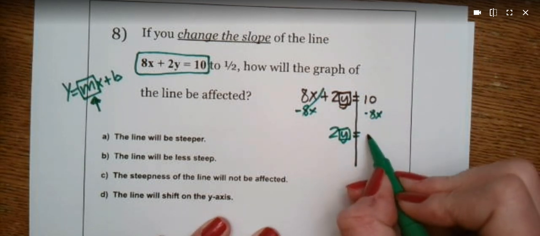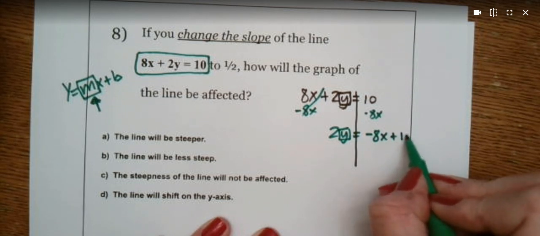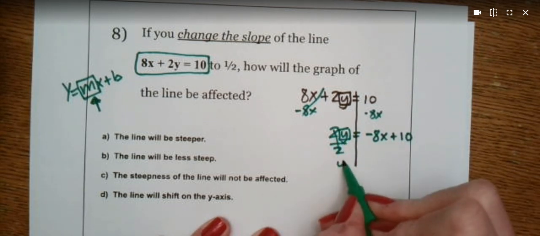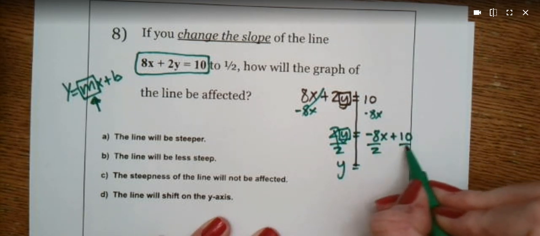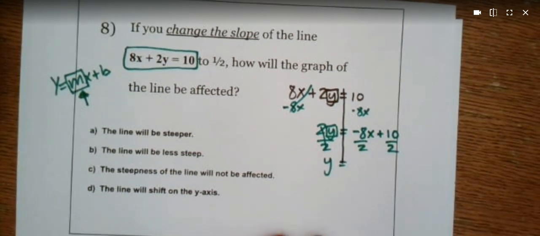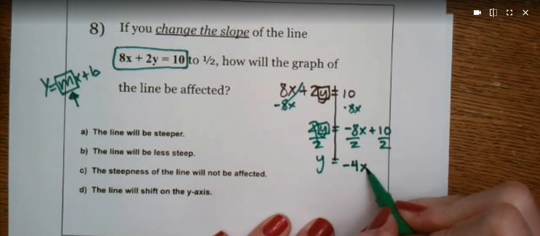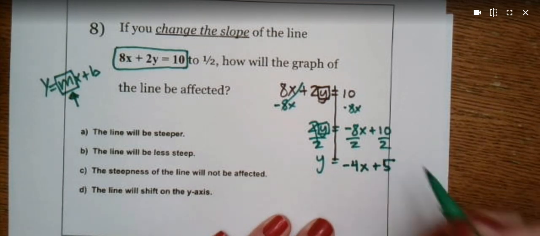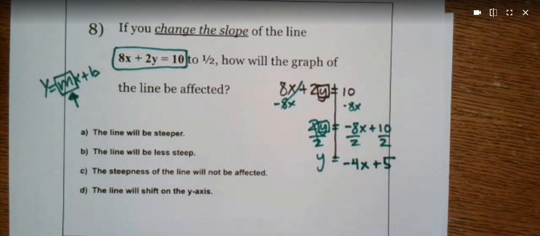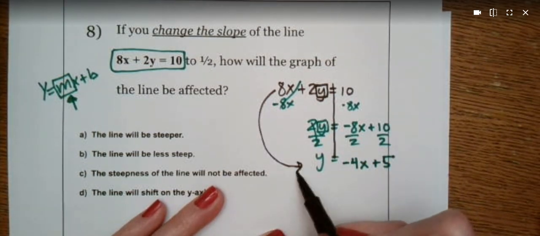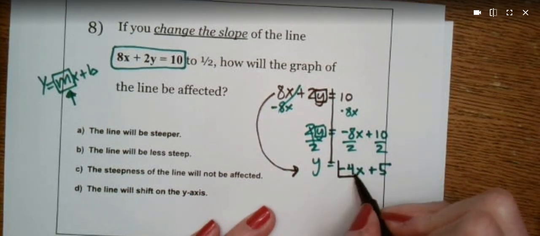Over here, let's get these in the right order. -8x plus 10. Now I'm going to divide everything by 2: slope, intercept, all of it. Okay? So now my slope is going to pop out at me. It's -4 and the intercept is 5. All I did was convert this equation into slope-intercept form, because now I can see exactly what the slope is.